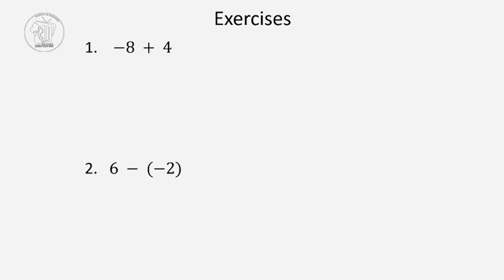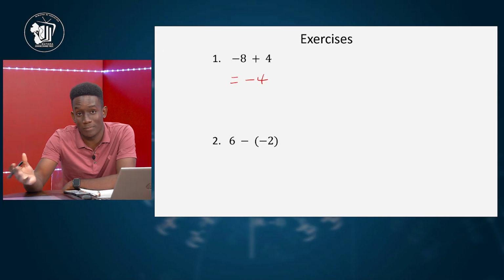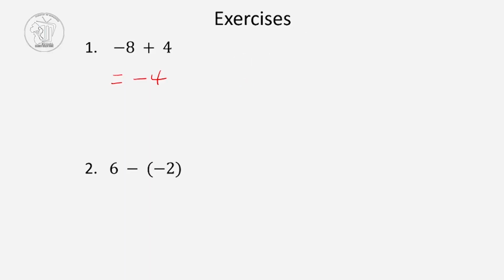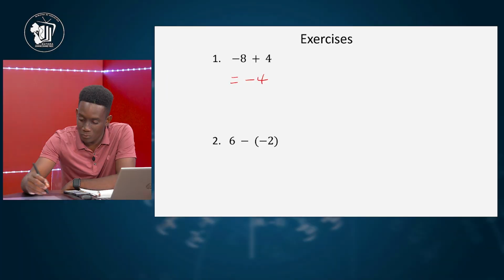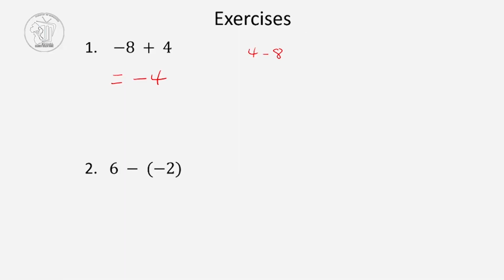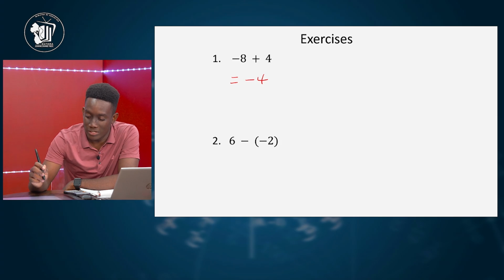So the first question says negative 8 plus 4. You want to take a pause and try to work it out. So negative 8 plus 4, that would give me a negative 4. We subtract and we put back the sign of the large number. Another way persons may think about it, they do some switching around. So we can switch it around and we can have 4 subtract 8, and that could give you a better picture.